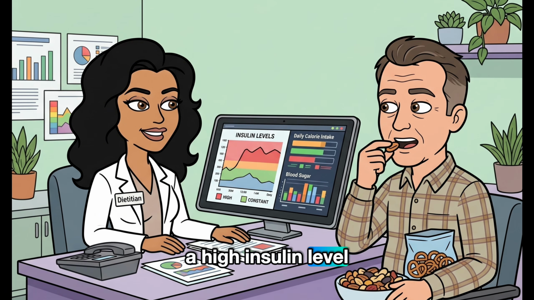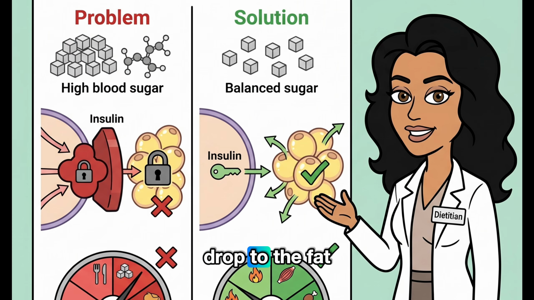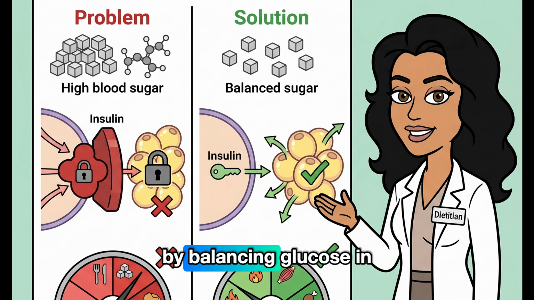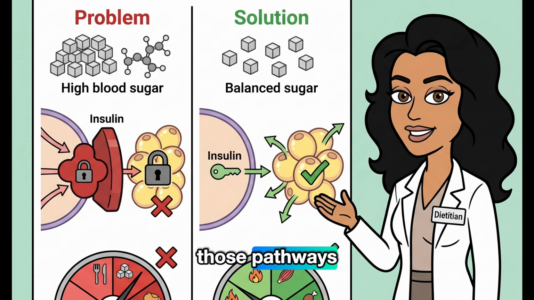A high insulin level means the body is unable to drop to the fat burning level, that is, to the RER ratio of 0.7. Our goal is to lower the insulin level by balancing glucose. In this way, the cells see the fat stores and start to clean those pathways.